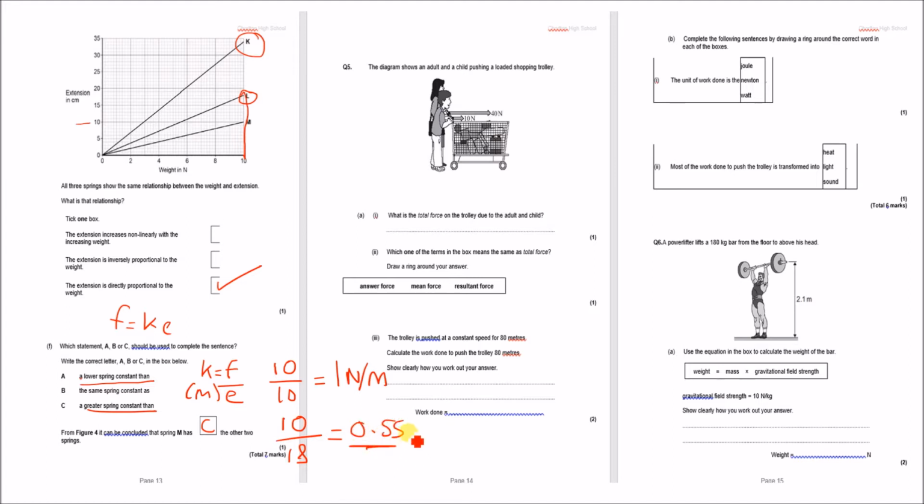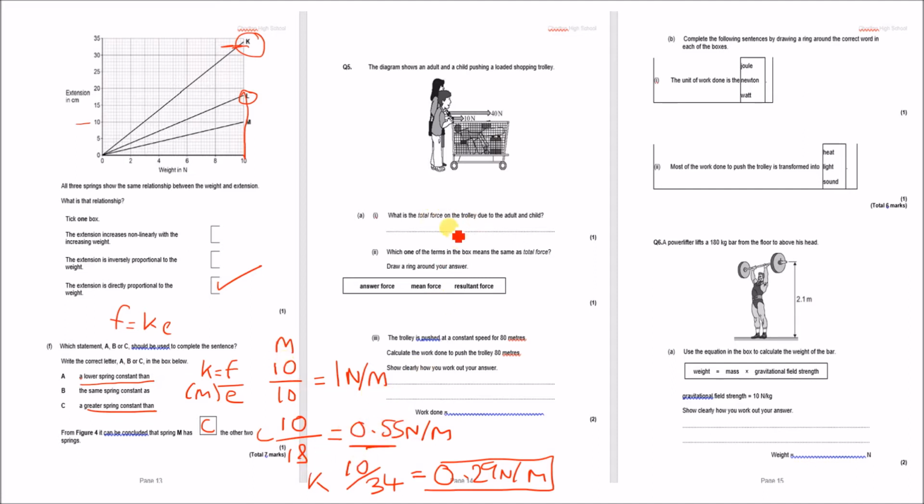So you can see its spring constant is much smaller, and the other one for K we'll say is roughly 10 again for the force divided by maybe 34. From this graph, if we go across, it's probably around 34, and that would give you a spring constant of 0.29, I think, newtons per meter. So you can see the lowest spring constant is obviously K, this one is L, and this one is M. Okay, showing you the different spring constants.